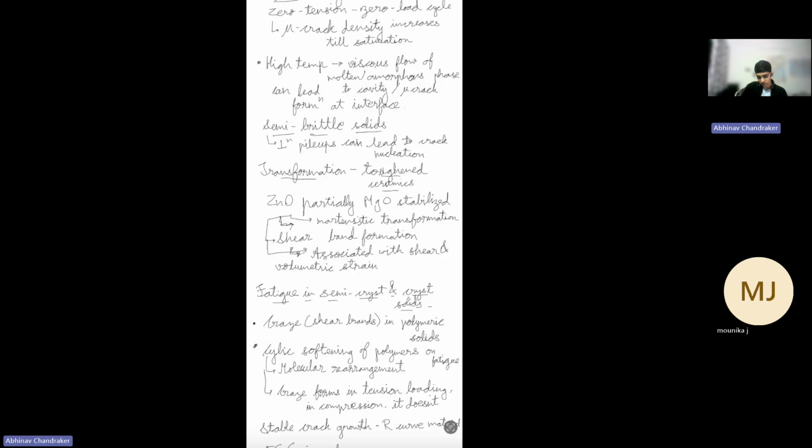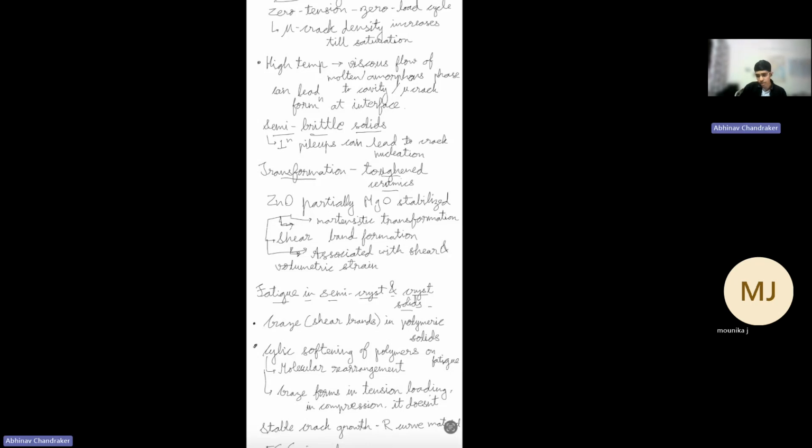So we can understand that ZnO by itself will be quite brittle because it is a ceramic having oxide bonds. But when MgO is added, the phase which it exists in becomes metastable.